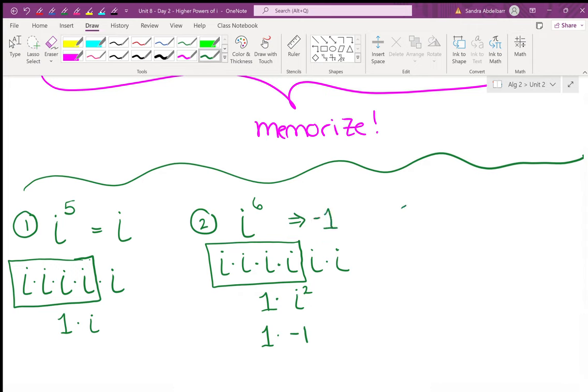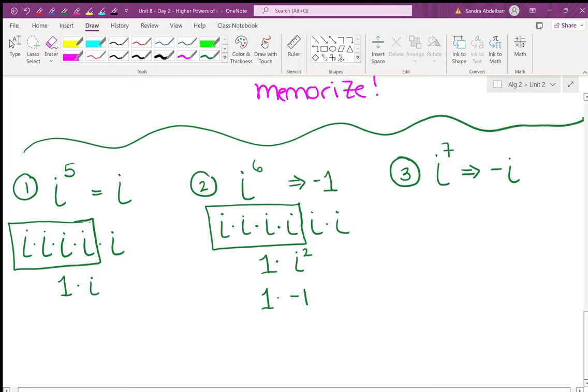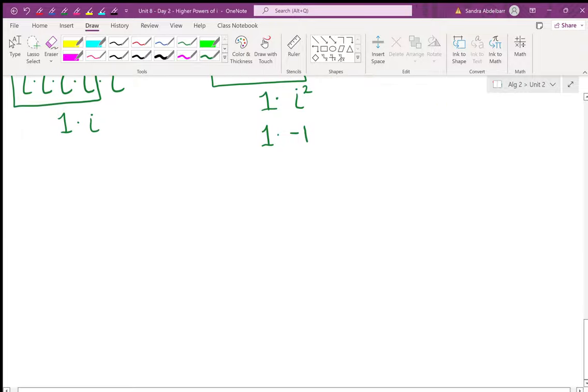Who thinks they see the shortcut here? Okay, if you see the shortcut, what would i to the 7th power be? David? i to the 7th, wouldn't that be negative i? Negative i, you got it. Who thinks they see the shortcut here? Navya, if you see the shortcut, what would i to the 25th power be?